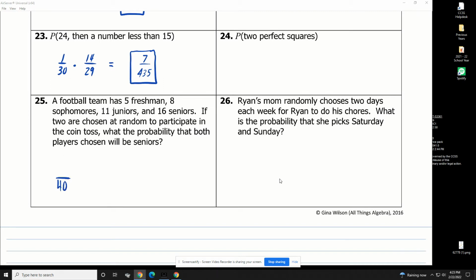Let's see what the question asked. What is the probability that both players will be seniors? Okay, so the first player chosen is a senior. That's 16 out of 40. Now think about this. Is this independent or dependent?